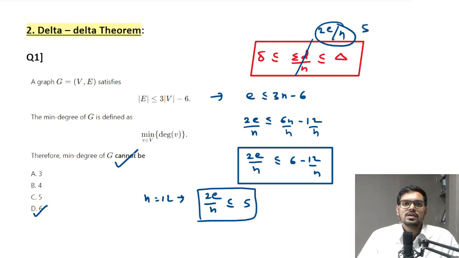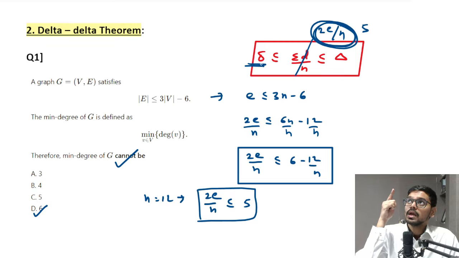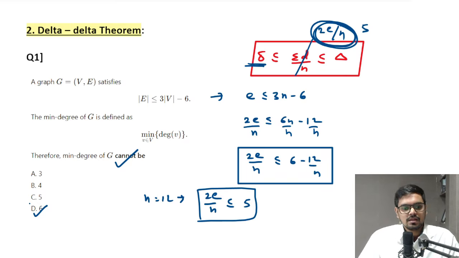Minimum degree of G cannot be 6, since if we choose this as the maximum, then we get the upper limit for delta, and once we have the upper limit for delta, we can say 5 is the ceiling. You cannot go beyond 5. Okay, so 6 cannot happen. Therefore option D is correct.